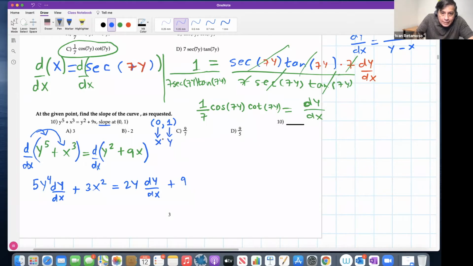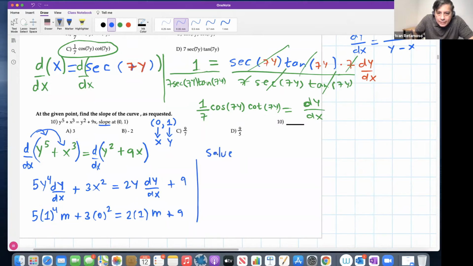So one thing you can do is directly here, without isolating this, which would take time, right? As you saw before, you simply substitute there your values. Y is 1 to the 4th power. This is the derivative, but this will be the slope that I'm looking for, right? And call it just, I'm going to call it m, slope m, okay? Plus 3, x is 0, the square, twice y is 1, slope again m, plus 9, right? Now solve for m, and that's it. That will be the slope that they are asking you for m.